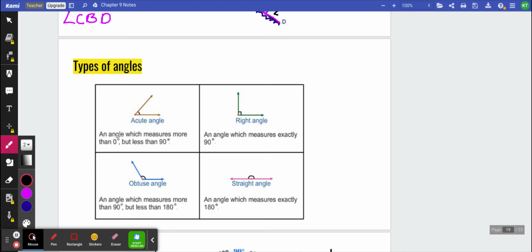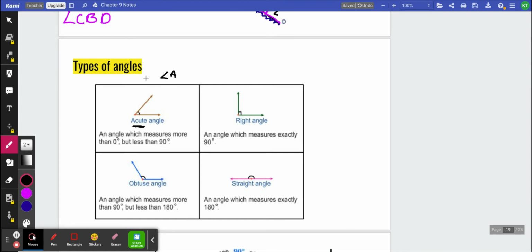So first of all, an angle that is more than 0 but less than 90 we call acute. It can't be 0, but it could be anything bigger than that. So if I have my angle, let's just call it angle A.